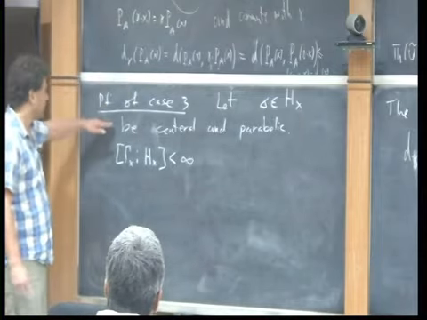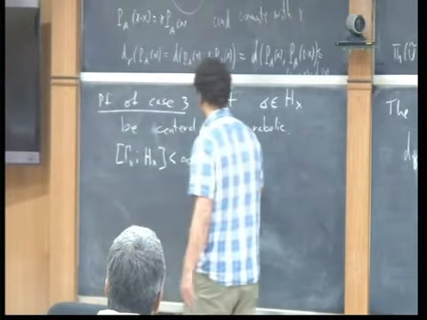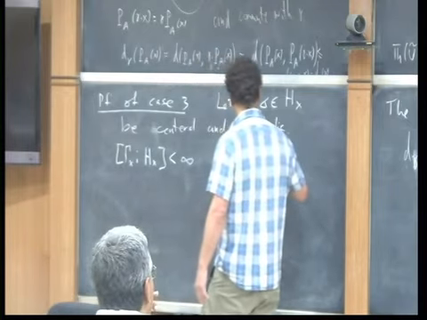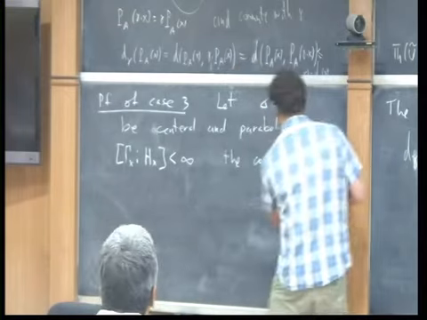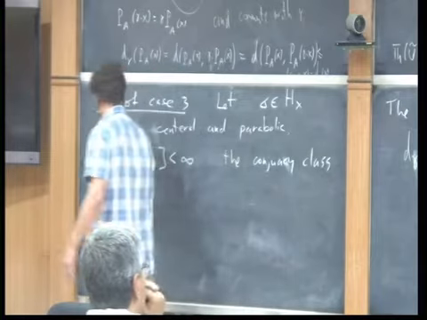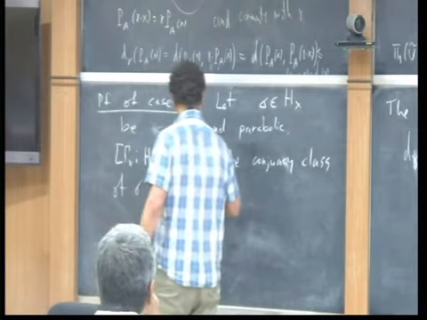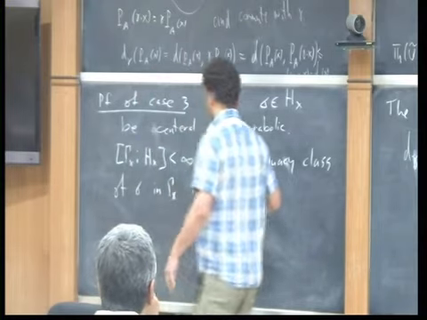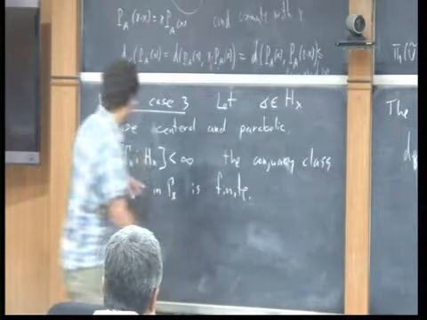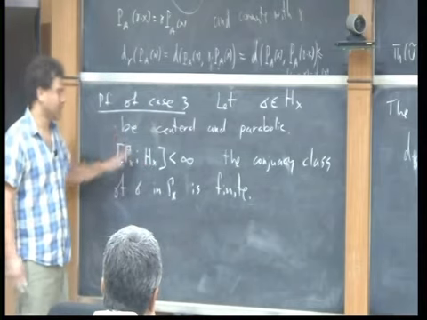So since it's finite in X, the conjugacy class of sigma in gamma is finite. Right? If you want gamma, because sigma is central in HX.